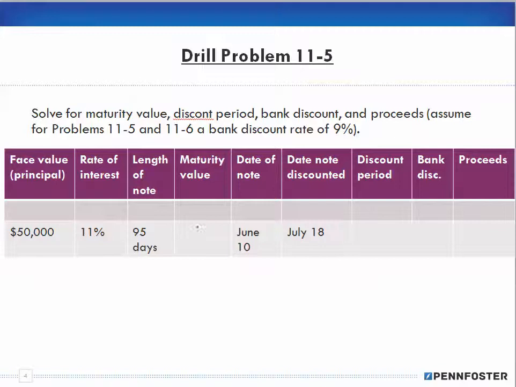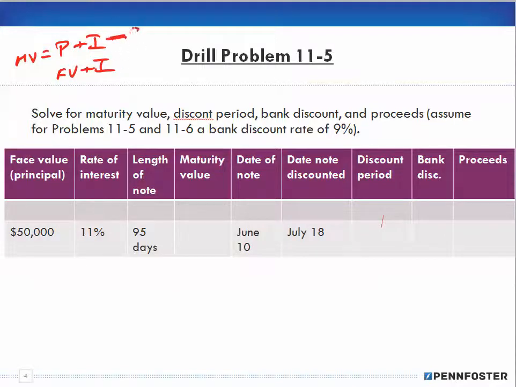So we need to find our maturity value. The date of the note is June 10th. The date discounted is July 18th. So we want to know what the discount period is, how much the bank discount is, and how much the proceeds. So the maturity value first. And remember, the maturity value is principal plus interest, or face value plus interest in this case. Same thing as this is from chapter 10.